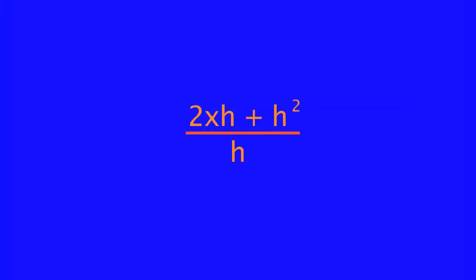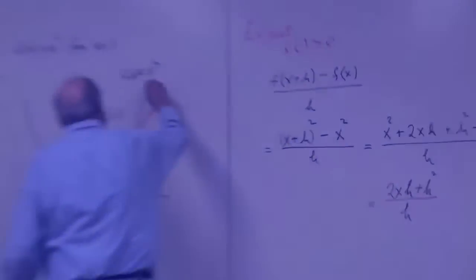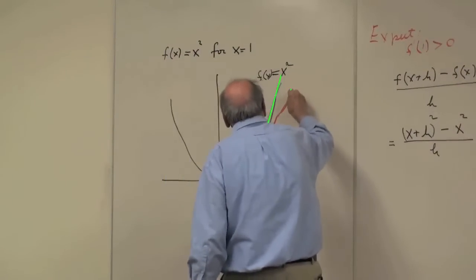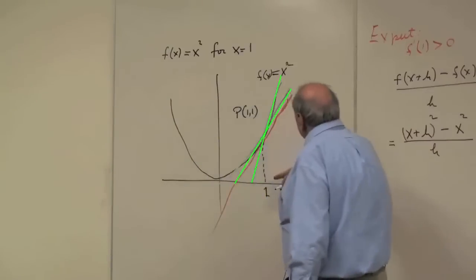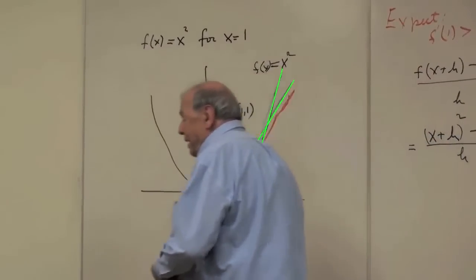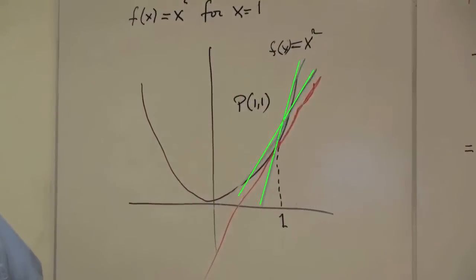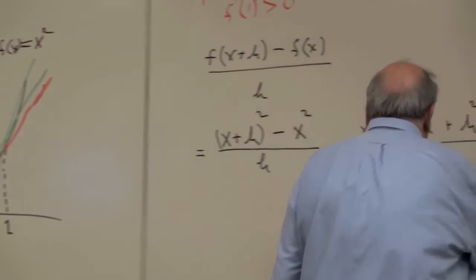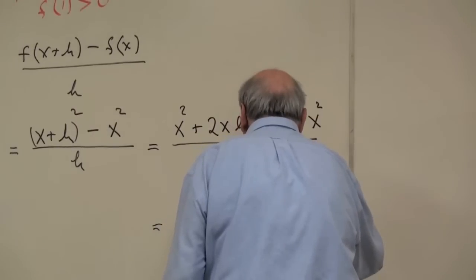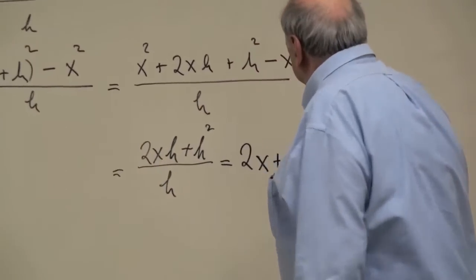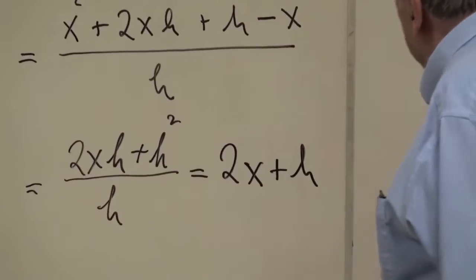And please notice, this is the slope of these secant lines. So those were those green secant lines that you may remember from before, and a whole bunch of them. And those secant lines are all for h not 0. So this h is not 0, and that's why I can divide by it. And in fact, when I do, the h goes away, and I come up with 2x plus h. That's the slope of the secant line.